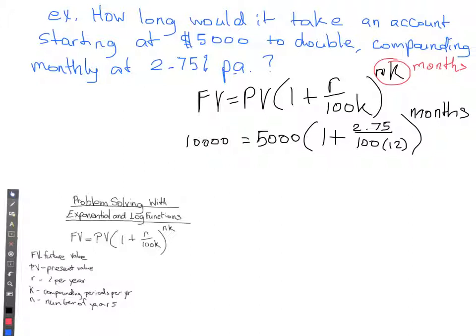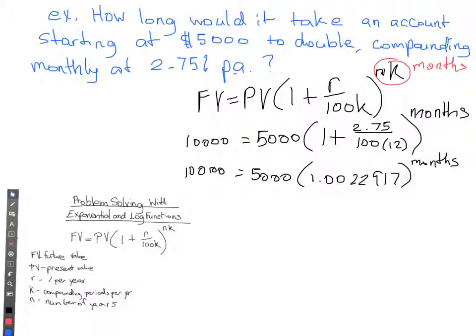So how do we go about doing that? Well, first of all, we want to simplify as much as possible. According to our order of operations, what should be simplified first? If you said parentheses, that is correct. So we get 10,000, and I'm just rewriting that over here, is equal to 5,000, and when we simplify these parentheses, we get 1.0022917 raised to the number of months.